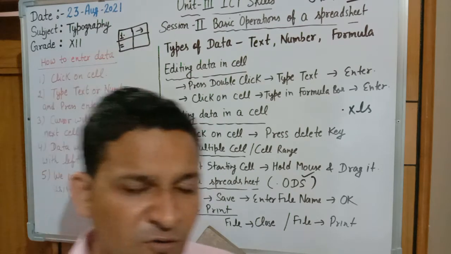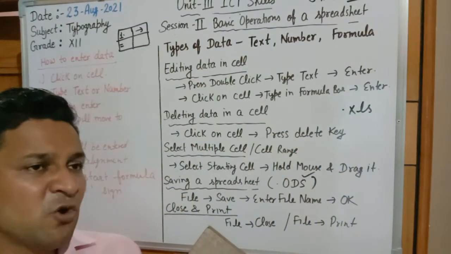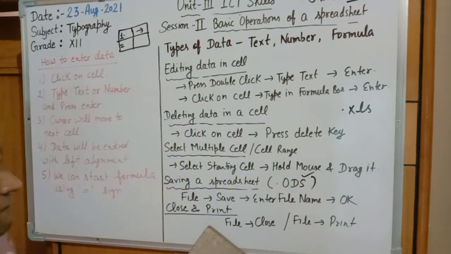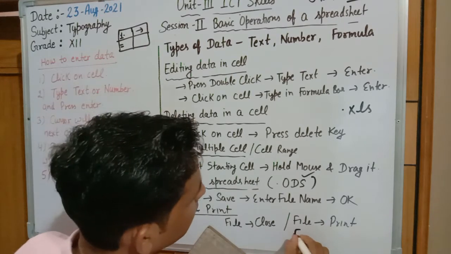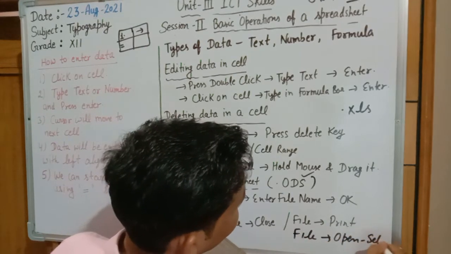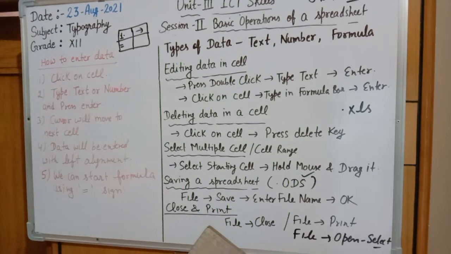Same concept. For closing a file, just click on File and select the Close option. For printing a document, just click on File and select the Print option. For opening a file, again click on File, select Open and select the file. This is for opening a document. So this is all about session 2, that was basic operations of a spreadsheet. Next is session 3, related to working with data and formatting text.